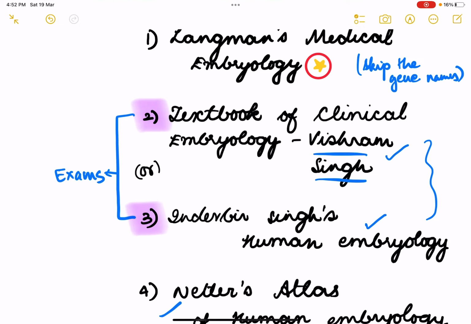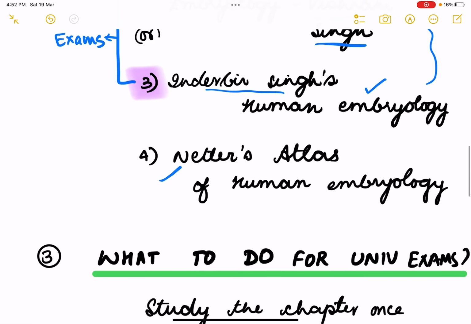If you're studying only for university exam, then I would recommend you to go for either Vishram Singh or Inderbir Singh's, depending on your personal choice. For me, Inderbir Singh was sufficient. I felt it better. But Vishram Singh has very easy diagrams. Practicing diagrams from Inderbir Singh could be difficult at the same time. So just make a note of it and decide yourself which would suit you better.